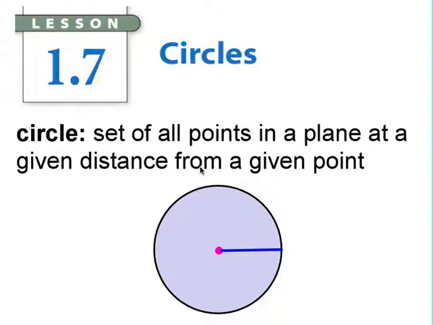Points in a plane at a given distance from a given point. So basically, this center point here is fixed. It doesn't ever move. And then we have a segment here. This is called the, what? Radius. Okay, so that's R. And that's the given distance that is traveled around the circle.